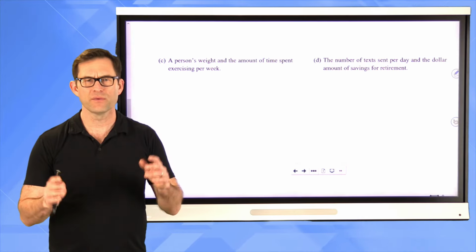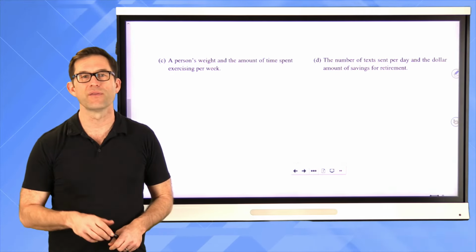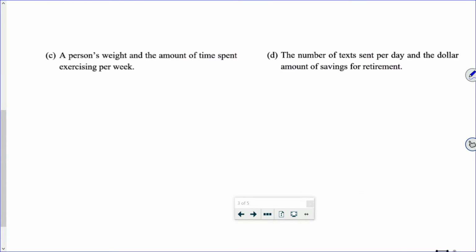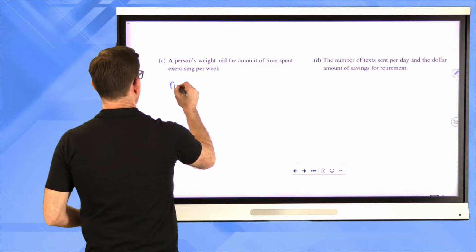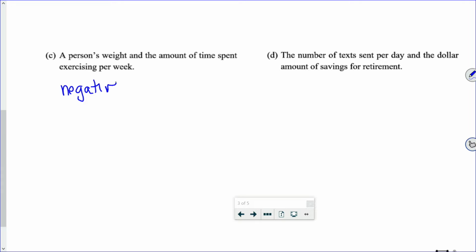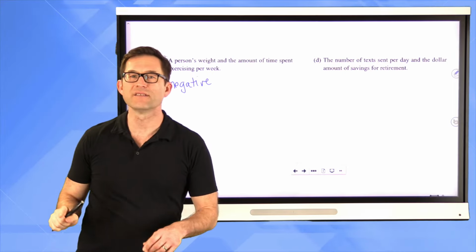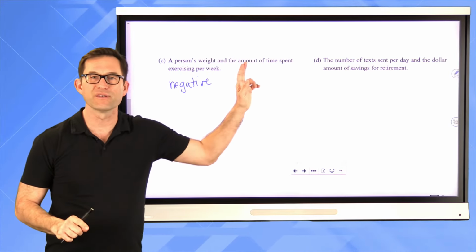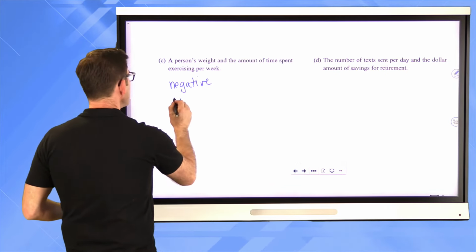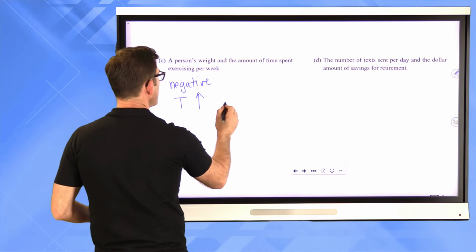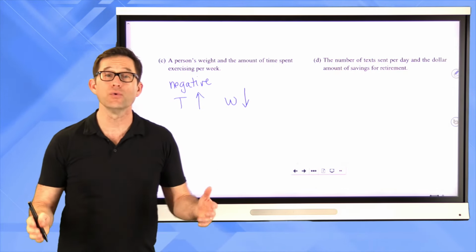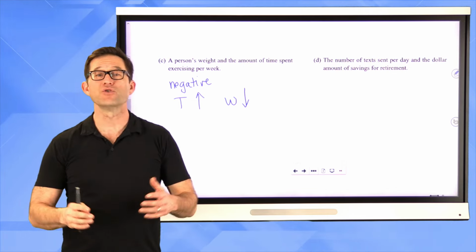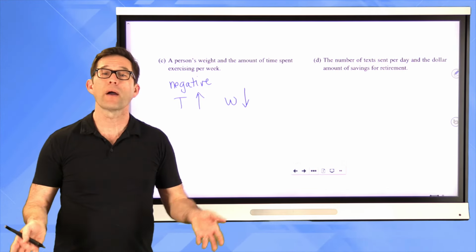All right, well, I've already walked you through a bunch of these. Think about that one. Okay, now this one's negative. And really, it's negative this time if we think about it this way. As the time spent goes up, the person's weight is going to go down, because they're going to lose weight. If I spend almost no time in the gym, my weight's going to go up.